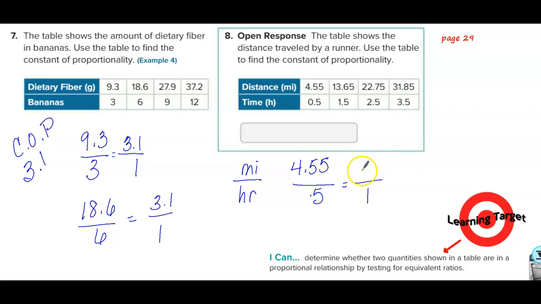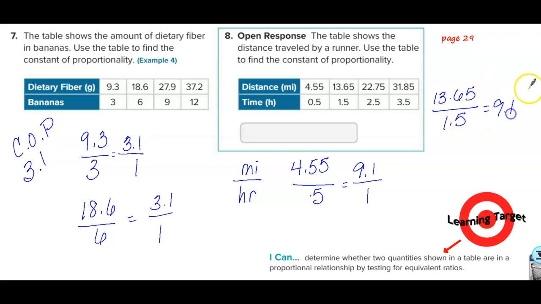gives us 9.1. I think we should try another example just to make sure we're still getting 9.1. So let's do 13.65 divided by 1.5. Okay. Well, 13.65 divided by 1.5 is 9.1.